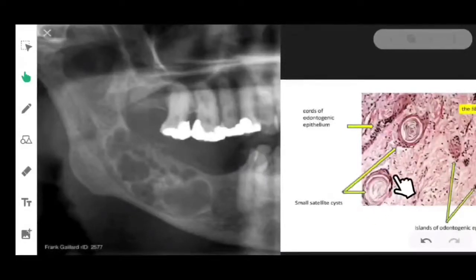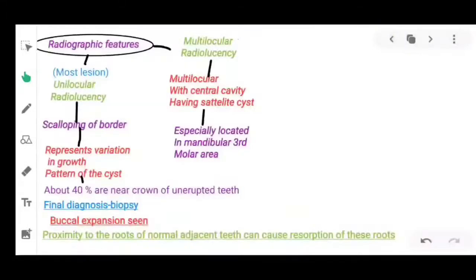This is a satellite cyst. See, these are the islands of epithelium in the connective tissue. Now, final diagnosis. How do we do the final diagnosis whether it is OKC or not? By biopsy. And the most characteristic feature is buccal expansion. Sometimes the proximity of the roots of normal adjacent teeth can cause resorption of these roots. The teeth are normal, with the cyst beside them, so the roots of that tooth can resorb.